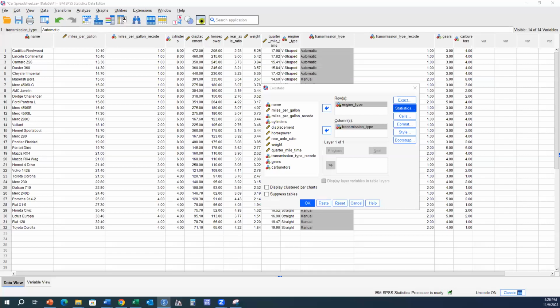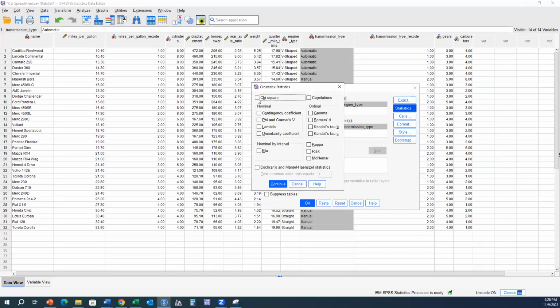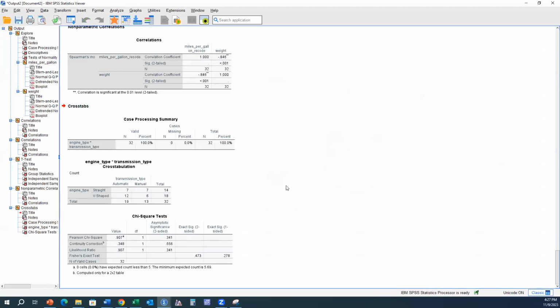And this menu pops up right here. Check mark chi-square test. Okay, so chi-square, click continue, click OK. And the first thing it's going to present is a cross tabulation. Okay, so what is the combinations of transmission and engine type? So for example, we have 7 cars that were a straight engine type and were automatic transmission. We have 7 cars that were straight engined and a manual transmission.